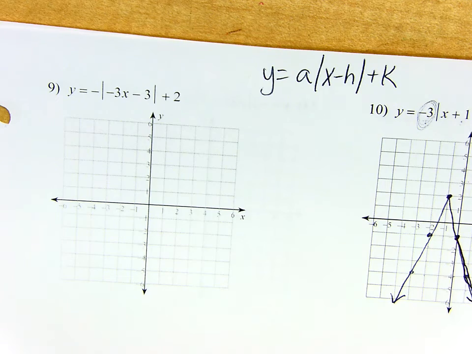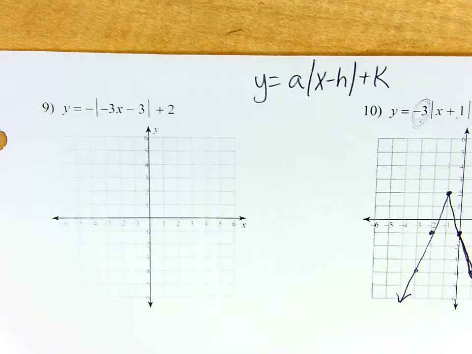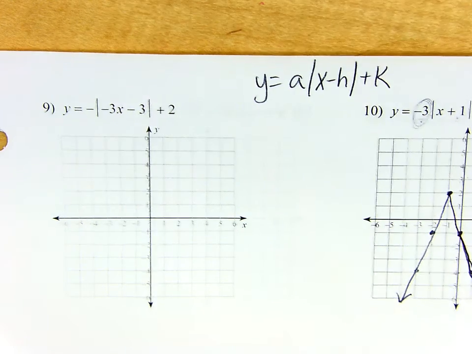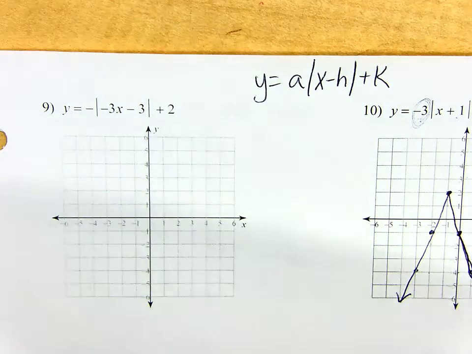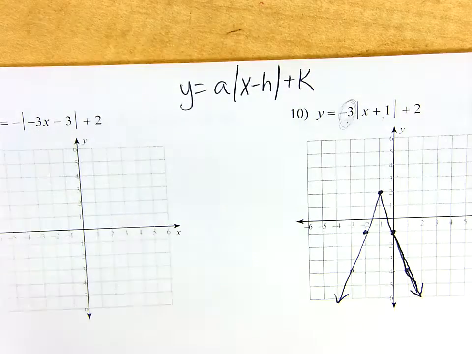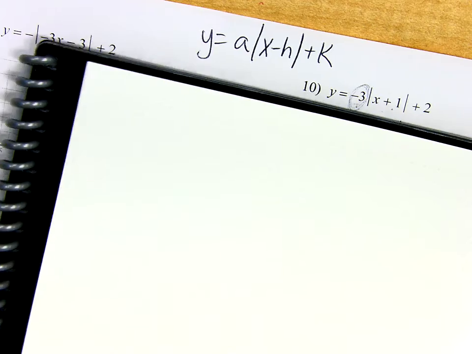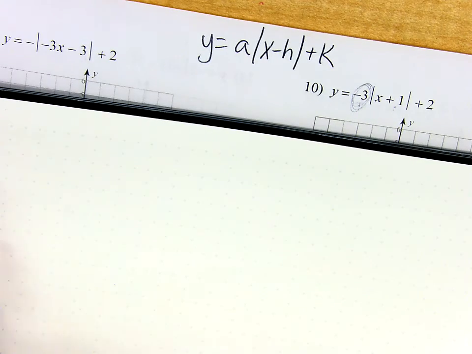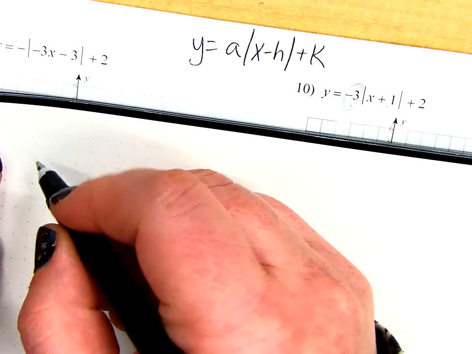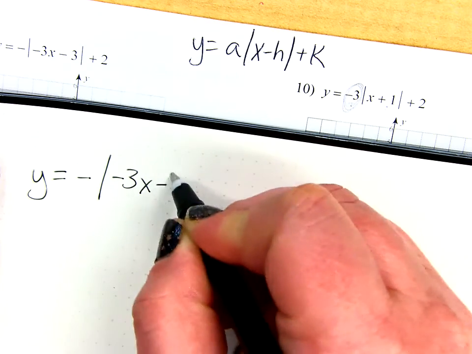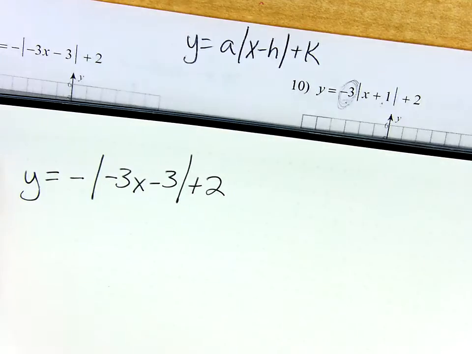Ready to see how? I'm going to write this in this notebook. I need a little bit of room. Okay, so let me just copy the equation on here. y equals negative, absolute value of -3x minus 3, plus 2.